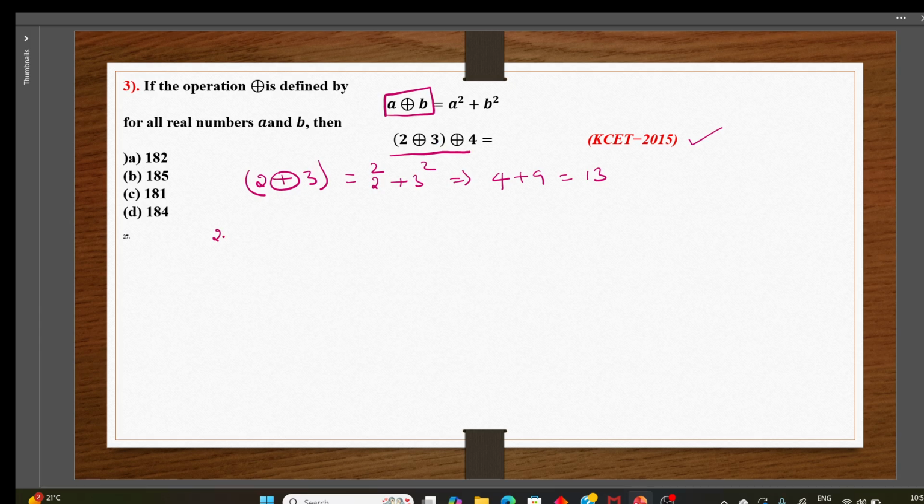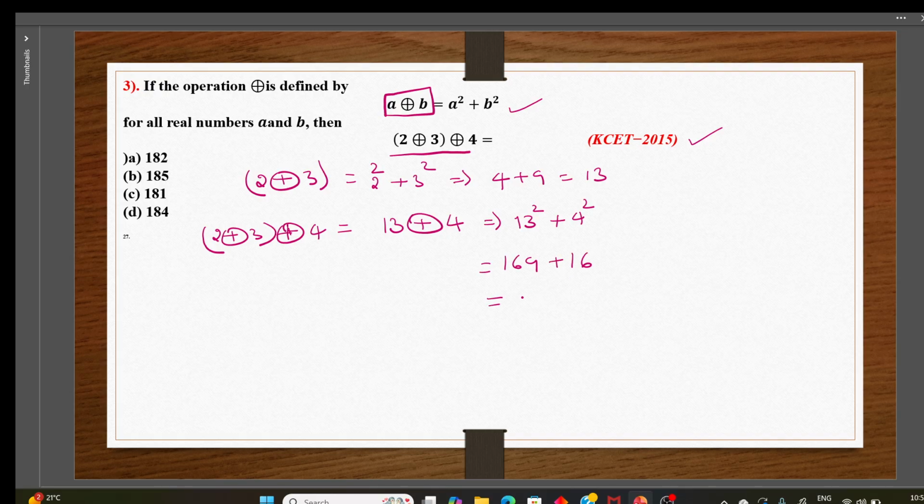And now 2 symbol 3 symbol 4 is equal to 13 symbol 4. So 13 symbol 4 means 13 square plus 4 square using this condition. So 13 square means 169 plus 4 square means 16. We get 185 is the answer. Clear? 185 is the answer.